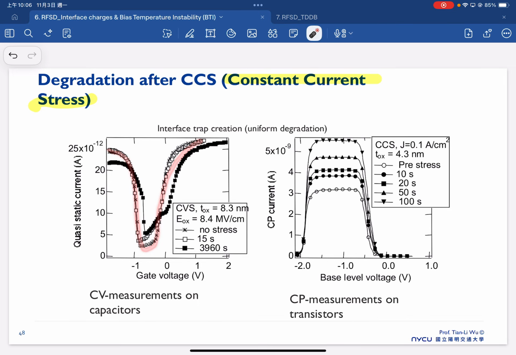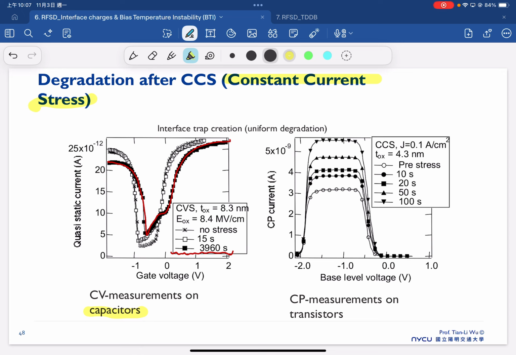But after being stressed for a certain time, we can see a certain distortion, a certain shift, and a certain dispersion in our CV, which is this one. That is evidence that we see the interface state density increase after this stress. So this was done on the capacitance here.